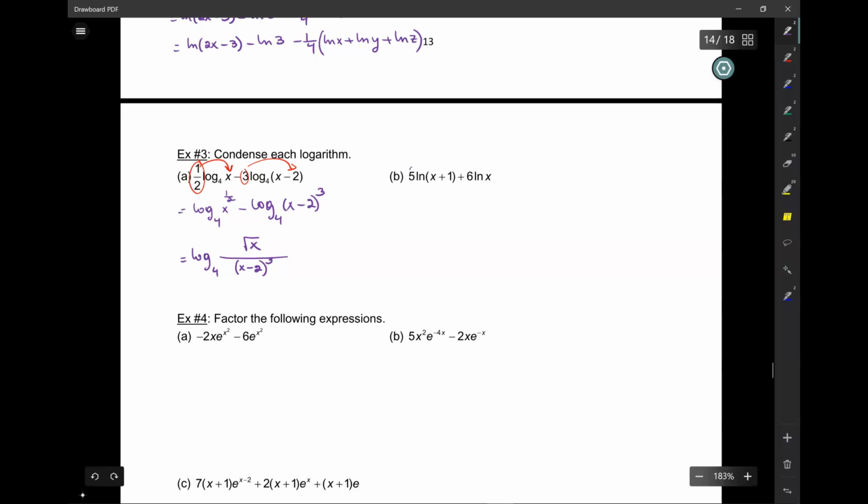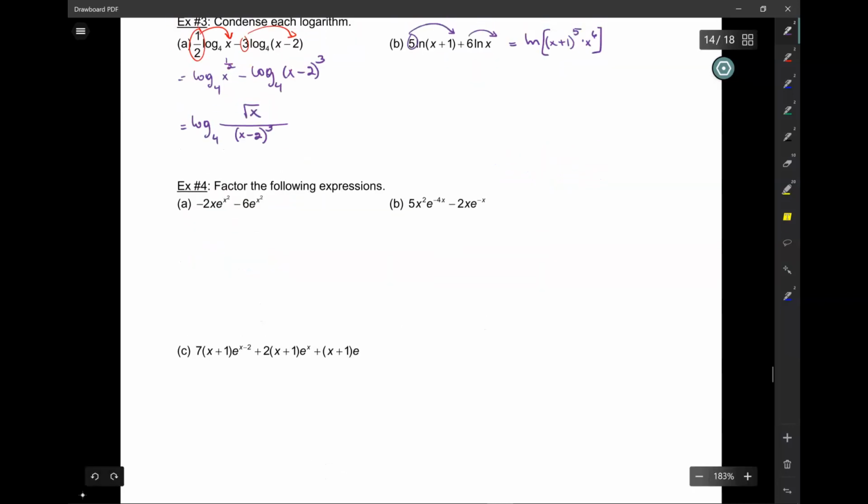Here, 5 comes up, 6 comes up. This is ln of x plus 1 to the 5. Now, are we going to multiply or divide by x to the 6? Multiply by x to the 6. And maybe we want to put some brackets there to make it nice and condensed. Okay.